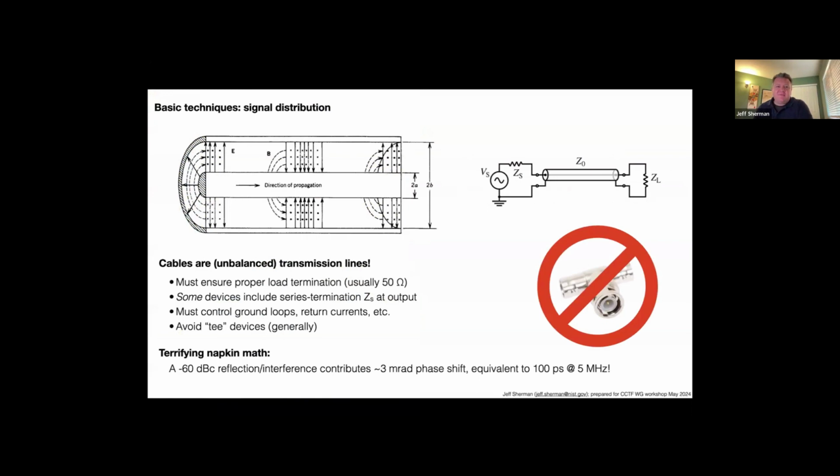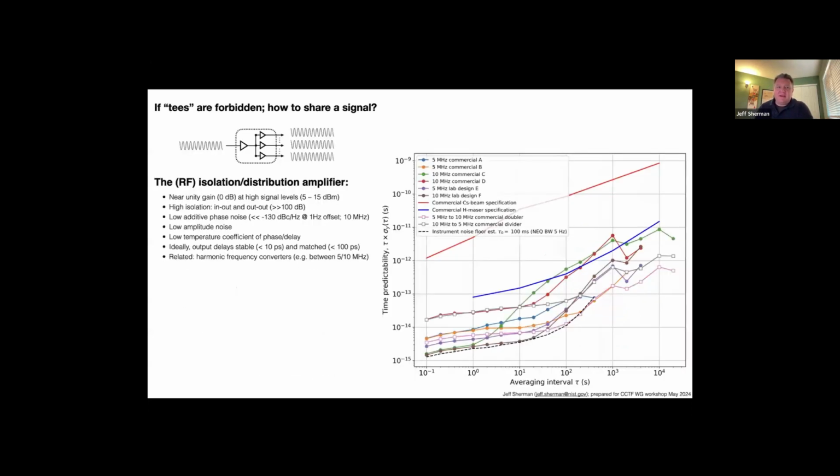It's important to know that the cables are really unbalanced radio frequency transmission lines. You need to know about termination of load impedances, matching source impedances. In general, you're not allowed to use these so-called T devices, although there are exceptions to this rule. And it's really not because of damaging equipment concerns. Really, it's about controlling reflections within cables and interfering signals, which, even very tiny reflections and interferences, can cause large phase shifts at a measurement.